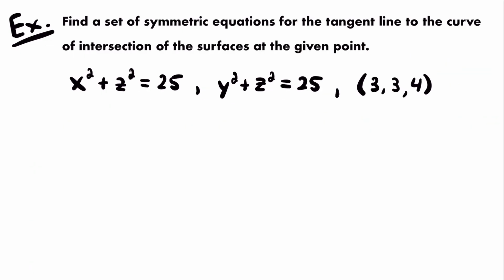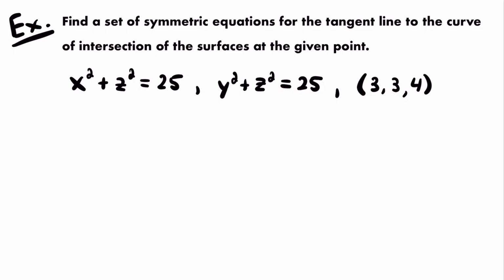Alright, so for our last example, we want to find a set of symmetric equations for the tangent line to the curve of intersection of the surfaces at the given point. And we're given two surfaces, x squared plus z squared equals 25, and y squared plus z squared equals 25, and the point is (3, 3, 4).